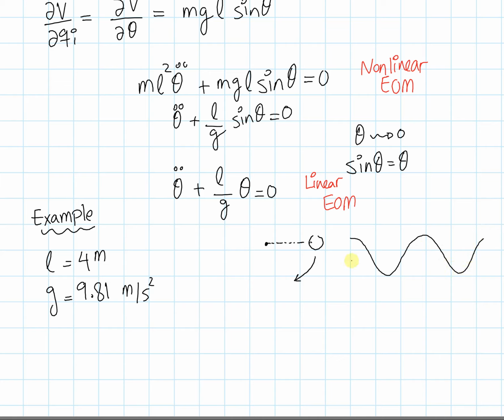It'll probably look somewhat like this. And what I want to show you is whether my linear equation of motion and nonlinear equation of motion match. And if they match, what kind of initial conditions do they match for? So let me pull up my MATLAB script now.